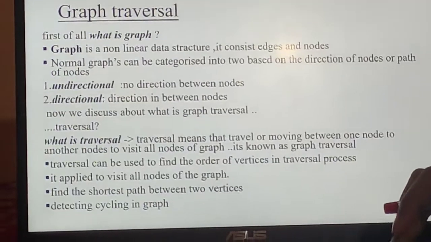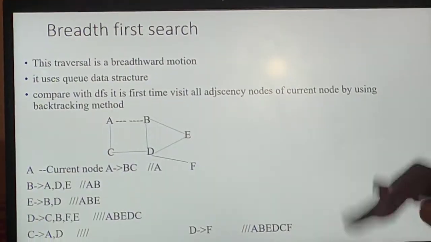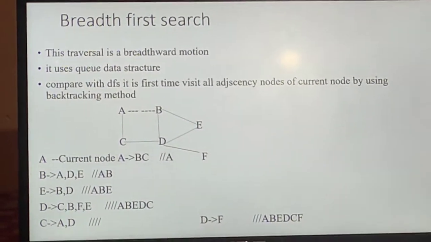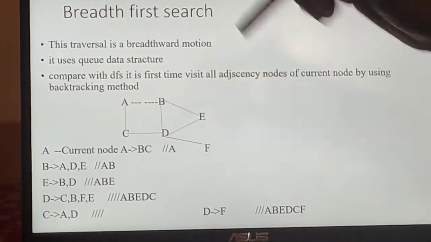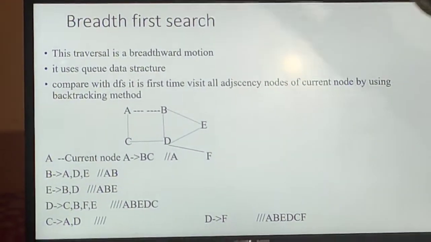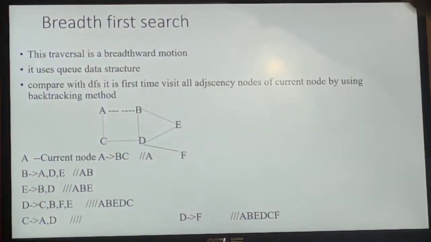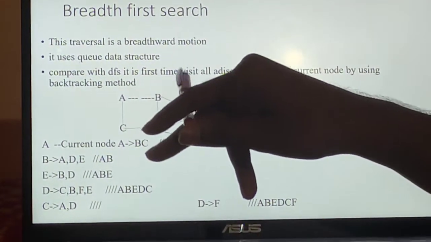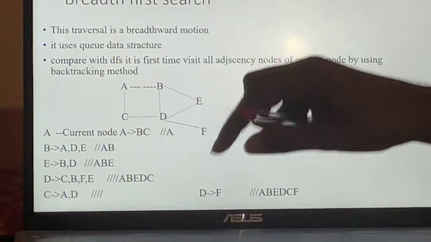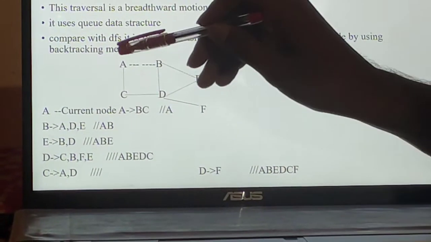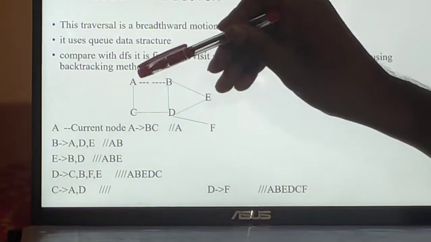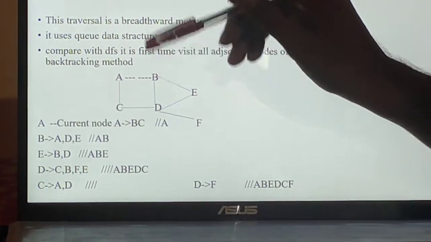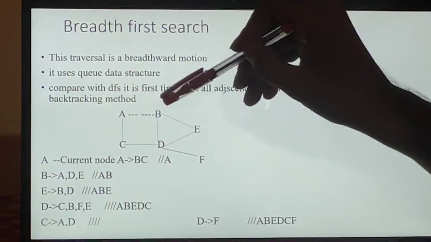The next is the other algorithm, breadth first search, BFS. This is a traversal with a breadth-wide motion, and it uses a queue data structure. Compared with DFS, it first visits all the adjacency nodes. Consider A as the root node. It contains C and B. Okay, these nodes are all visited first.